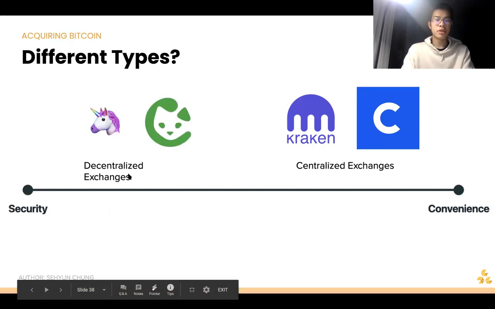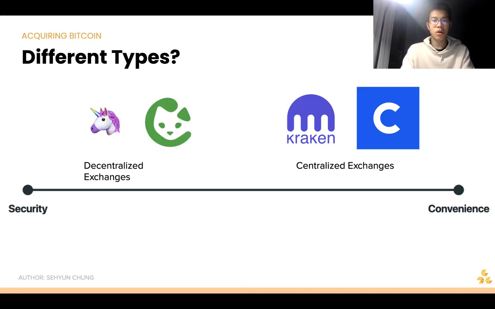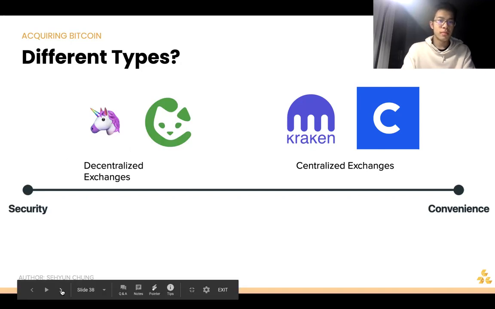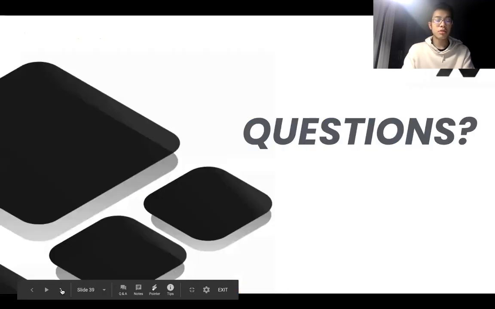So decentralized exchanges are more secure, but centralized exchanges are more convenient because centralized exchanges tend to be easier to use, while with decentralized exchanges, you're anonymous and there's no single point of failure. Any questions?